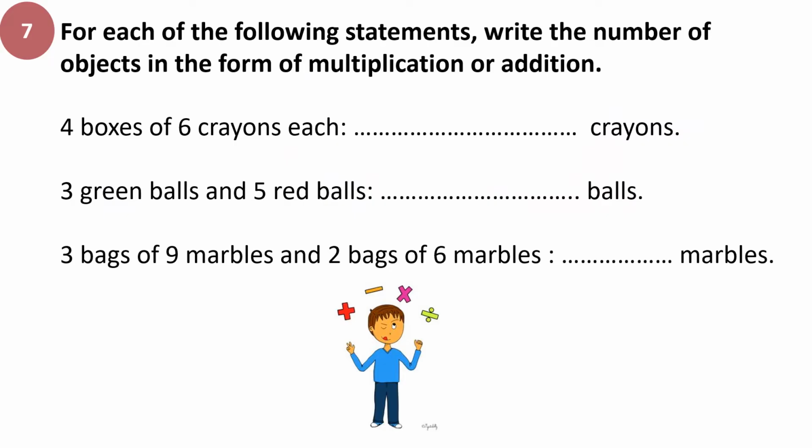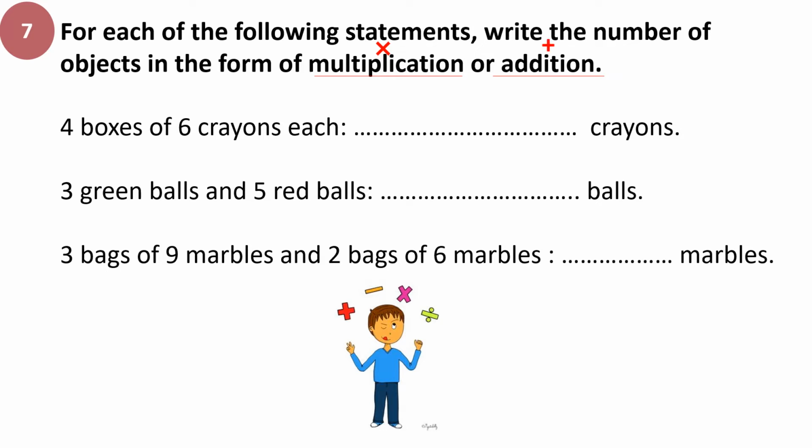Let's read problem 7. For each of the following statements, write the number of objects in the form of multiplication or addition. Multiplication, what does it mean? It means the sign times. Addition, what does it mean? It means the sign plus.